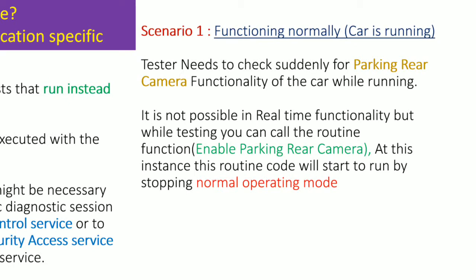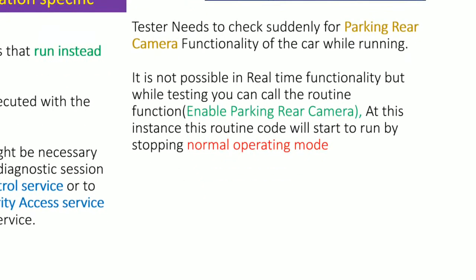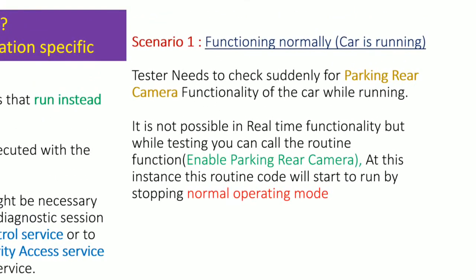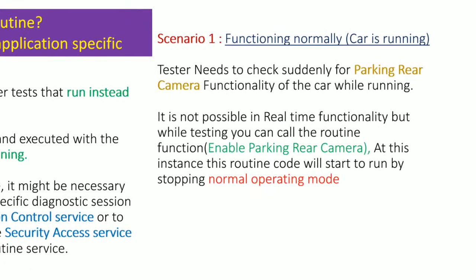In the routine service ID, you have to implement the parking rear camera service. So while the car is running, at that time you can call the enable car parking rear camera by using the service ID routine function. At that instant, this code will start by stopping the normal operating mode. I guess you can understand what the normal operating mode is: the car is running. While the rear camera has to be enabled, the car has to stop. So it will terminate the particular normal operating mode and call for the parking rear camera. This is one scenario I think you can understand.